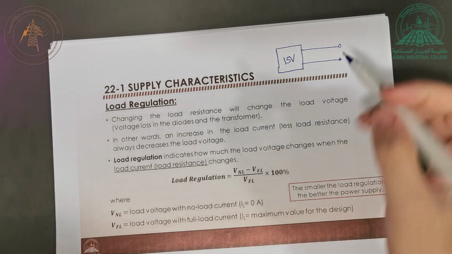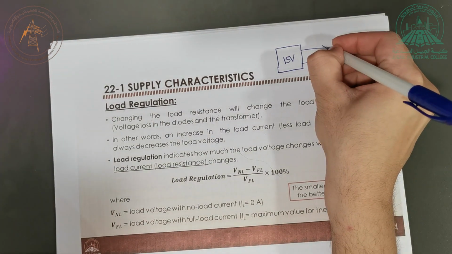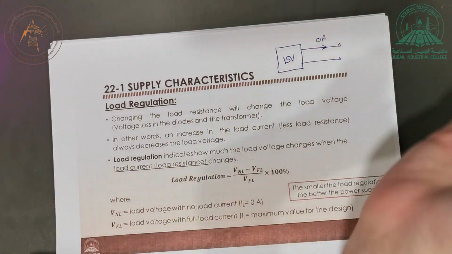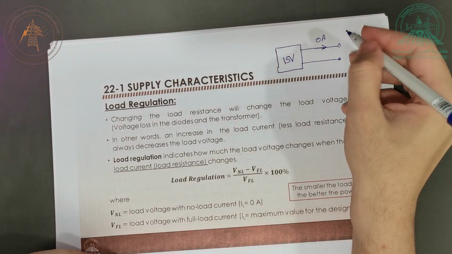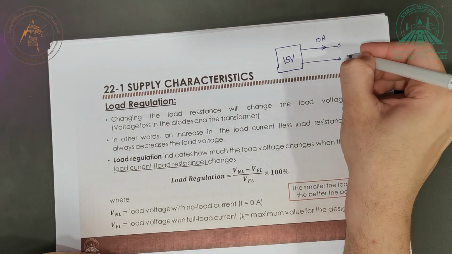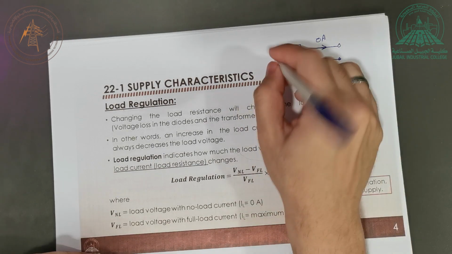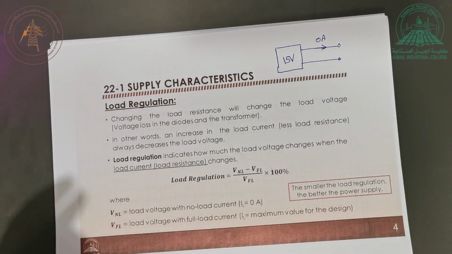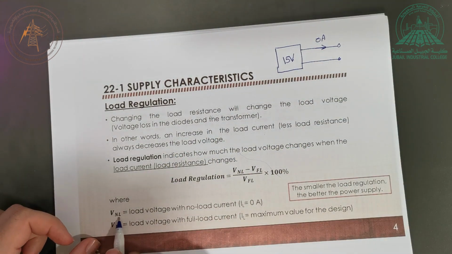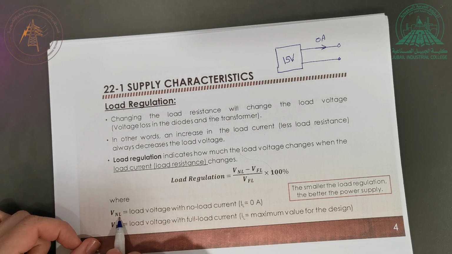Okay? And in this case, what is the current that will move here? It is 0 ampere, right? It's open circuit, right? So I will look here and I will measure the voltage. I will see what is the voltage that I'm getting here. Okay, I should get how much? 15 volt. So this value, we call it VNL. Okay, what is VNL?